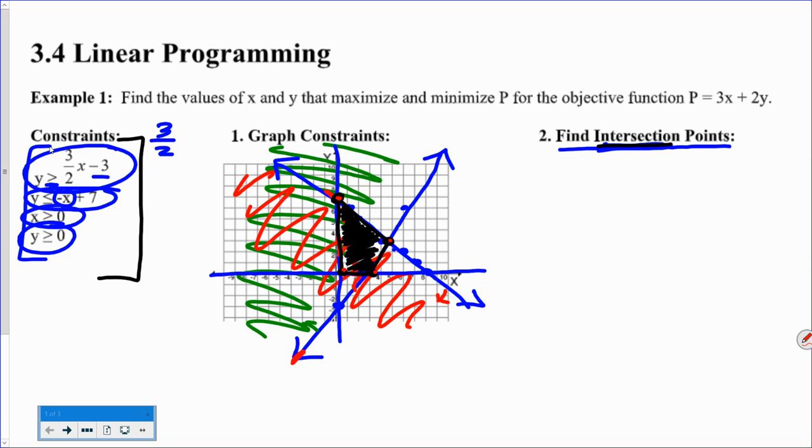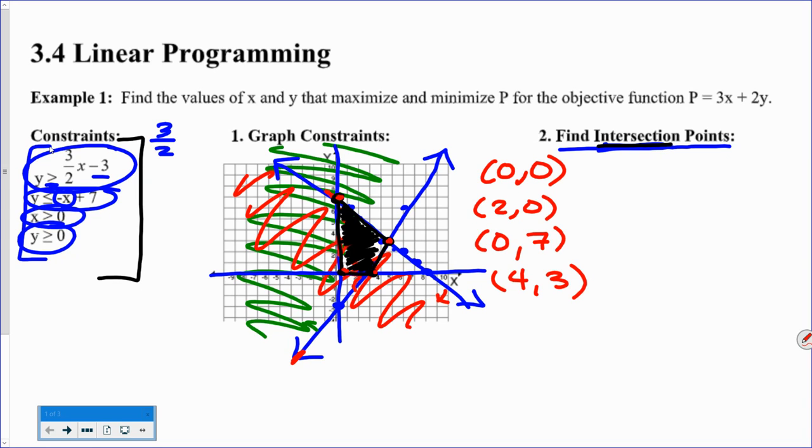So I've got the point right here is 0, 0. The point right here would be 2, 0. The point up here would be 0, 7. And then this intersection point right here would be the point 4, 3.